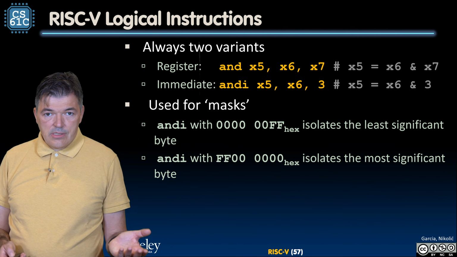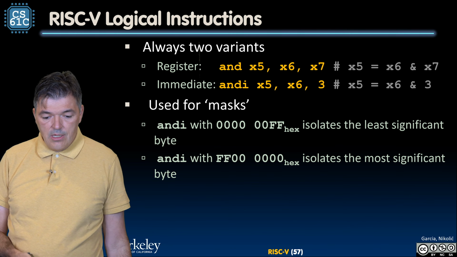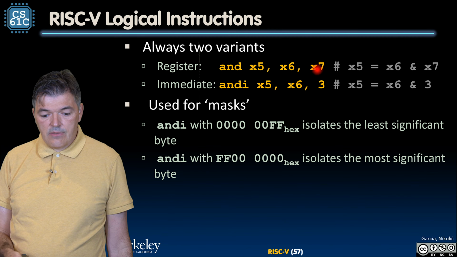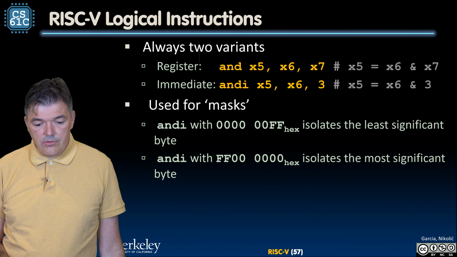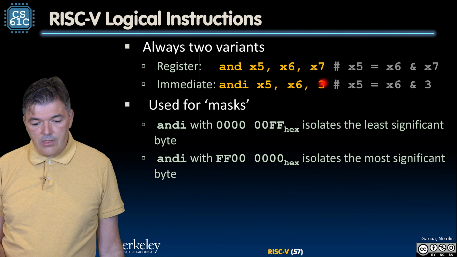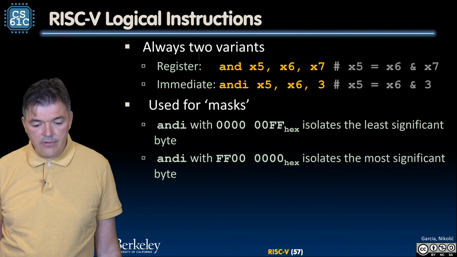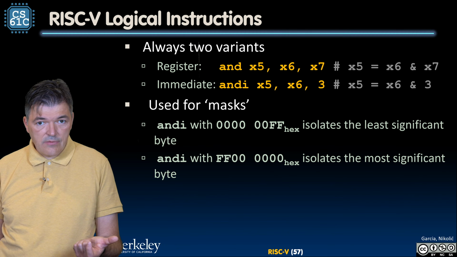So in this case, let's take an example, register-based AND, bitwise AND. We'll take the contents of register X6, AND it with the contents of register X7, and store the result in the destination register X5. In its immediate counterpart, we'll take the value from the register X6, AND it with an immediate binary value that represents a 3, and store the result in the register X5. This kind of operation is used for masking, as I've said.